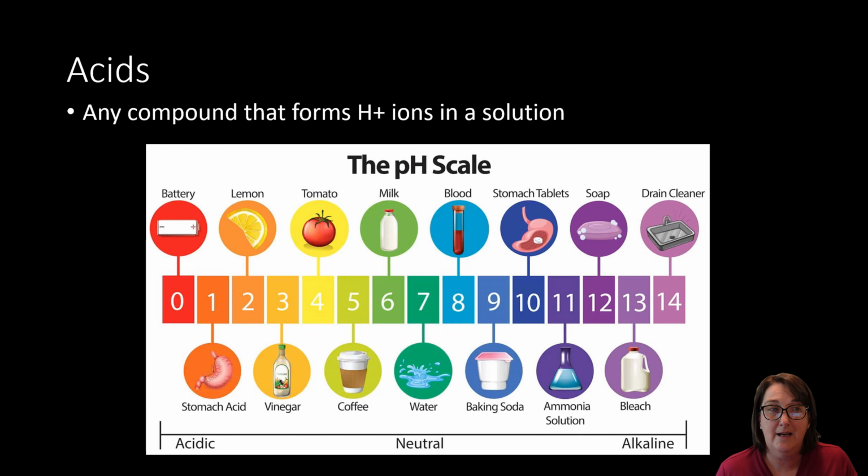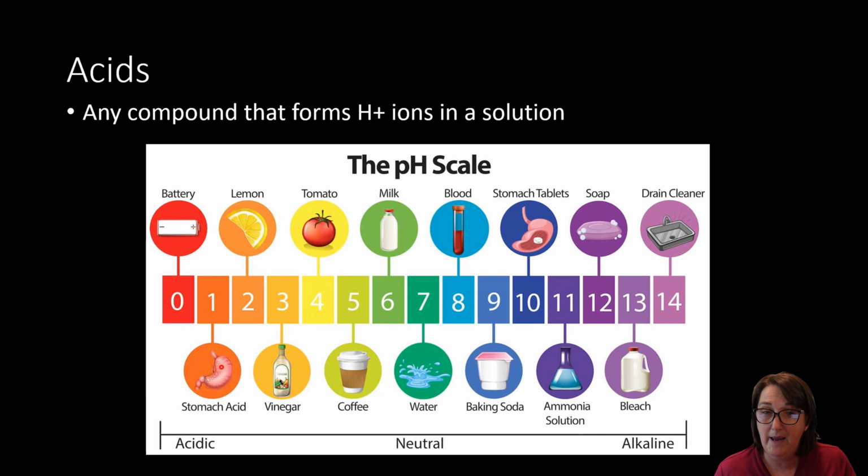Acids are going to be any compound that forms hydrogen ions. That means hydrogen ions dissociate from the molecule that's there and will add to the solution. I can have something like coffee is acidic, tomatoes are acidic, and I can get stronger as I go up. Your stomach acid is really acidic. It's also why when you throw up, it burns the back of your throat. If you ever have acid indigestion or heartburn, it's acid coming up into your esophagus causing it to burn.